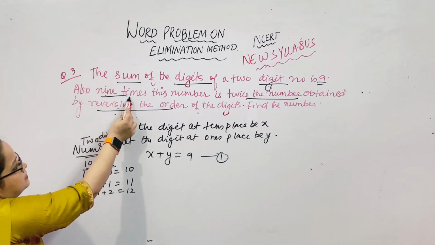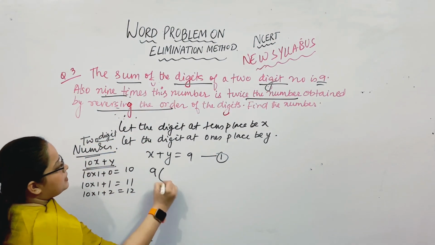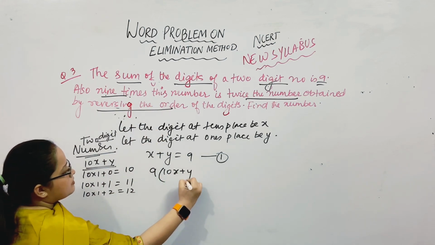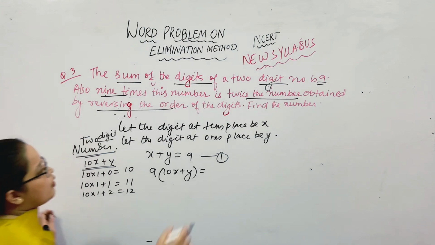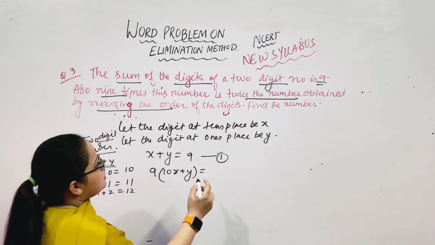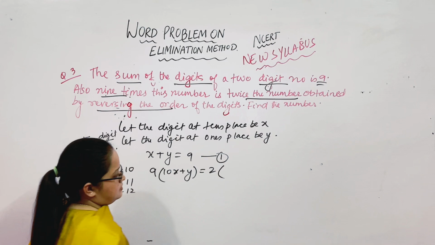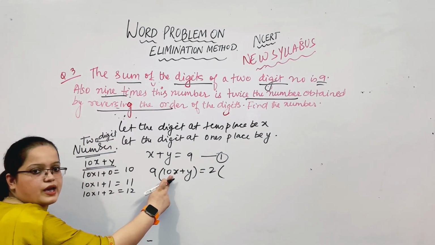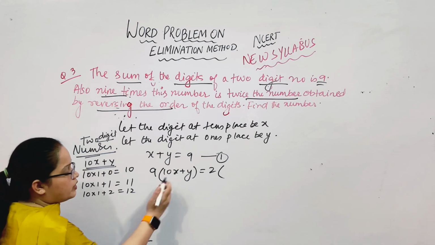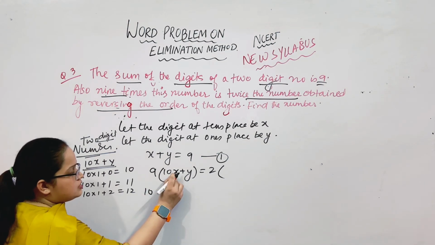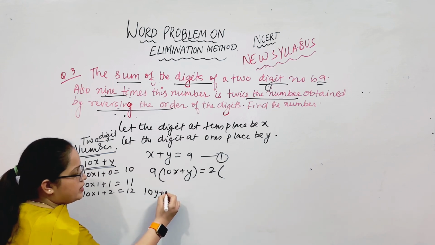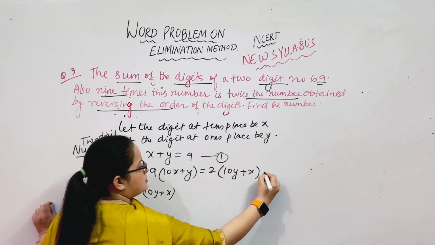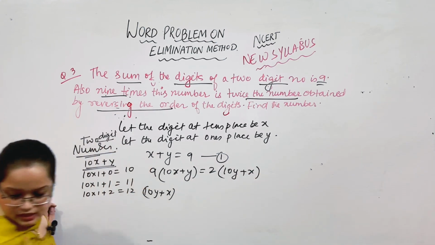So it says 9 times this number. That means 9 multiplied by 10x plus y is twice the number obtained by reversing the order of the digits. That means twice the number, and I have to reverse the order of the digits. Instead of x it will come y, and instead of y it will become x. Okay, so 10y plus x. This will be our second equation.